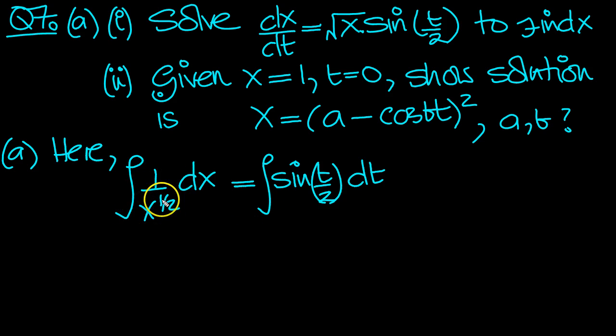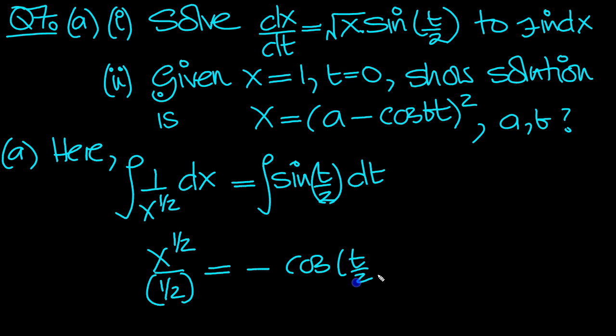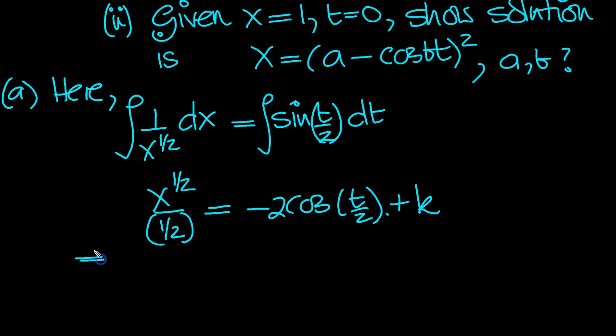This is x to the minus a half in our mind's eye. Integrating, raise the power by 1 and divide by that number, is equal to the integral of sine, which is minus cosine, isn't it? And when we differentiate cosine of something, it goes to minus sine, so that will become a plus sine of the something multiplied by the something differentiated, which is a half. So we'd get a half here. We haven't got a half, so we'll need 2 here to cancel the half to give just one lot of this, plus k.